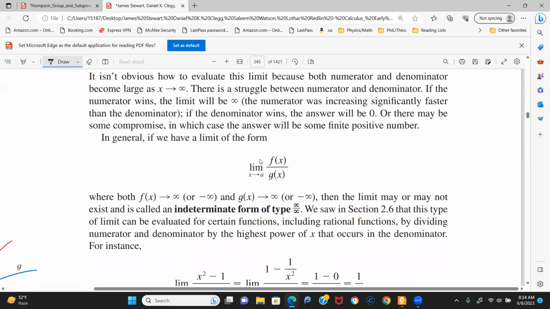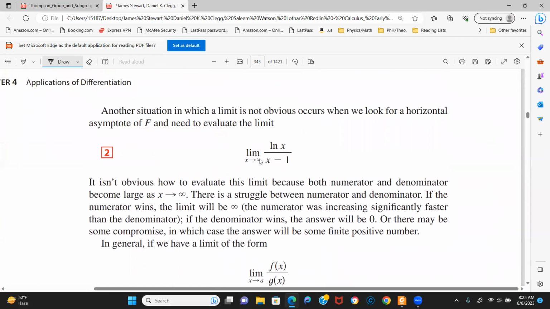So how we're going to do that is by L'Hopital's rule. So this right here is another example. If you try to naively compute this limit, you're also going to get an indeterminate form. As x goes to infinity, ln x goes to infinity, and also x minus 1 goes to infinity. Then you can just look at the graphs to see that.